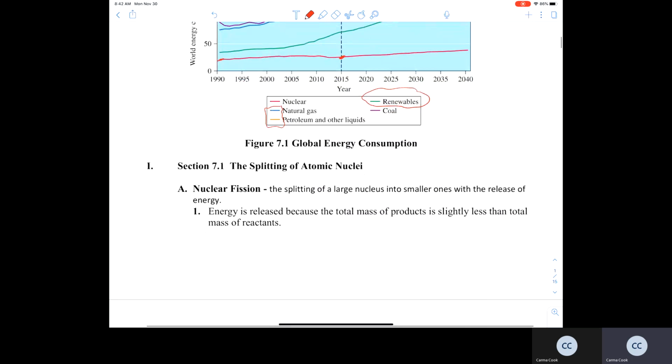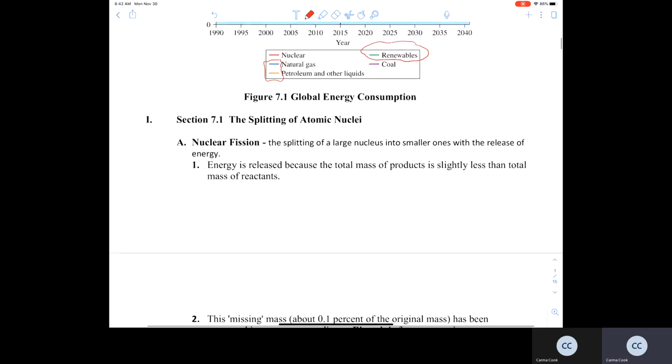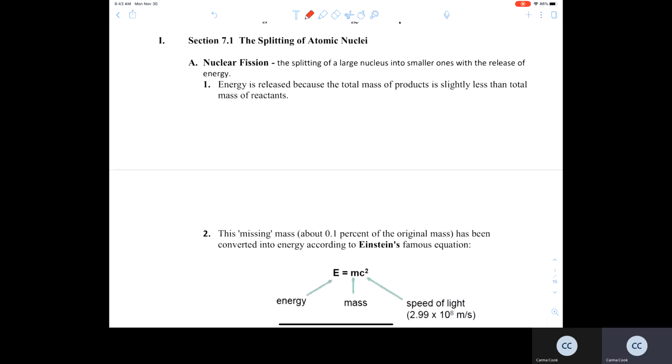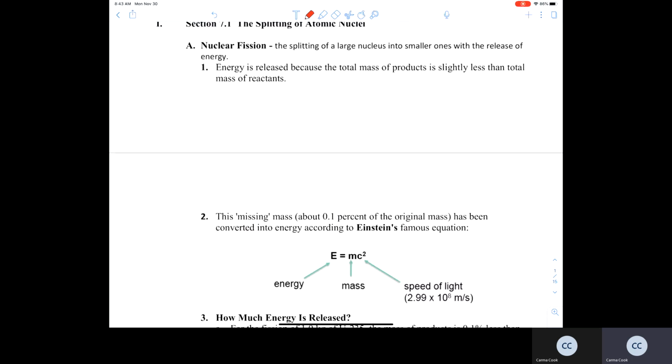Nuclear energy is obtained via a nuclear reaction that is called nuclear fission. Nuclear fission is the splitting of a large nucleus into smaller nuclei, and this splitting process also results in a release of energy. You get a release of energy because the total mass of the products is going to be slightly less than the total mass of the reactants.